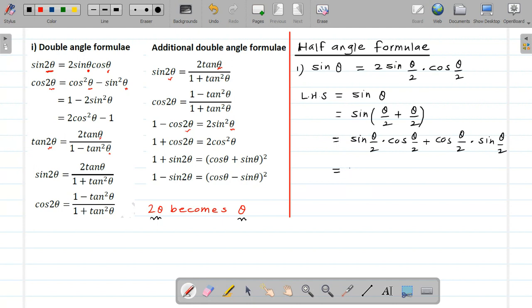And hence we get the RHS, that is, if you observe this carefully, it is equal to 2 times sin theta by 2 into cos theta by 2. So this is nothing but the RHS. So just by observation we will write these formulae, and we will not discuss the proof of all of them. Just by using double angle formulae we will discuss half angle formulae further. So sin theta is equal to 2 sin theta by 2 into cos theta by 2.